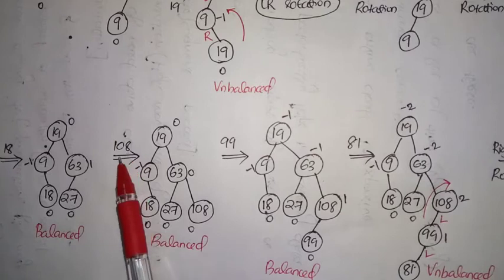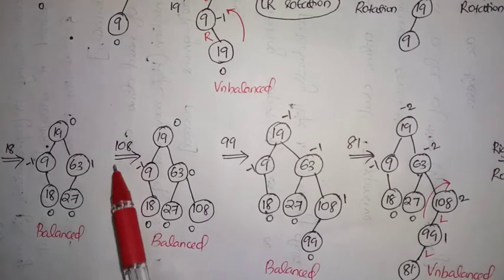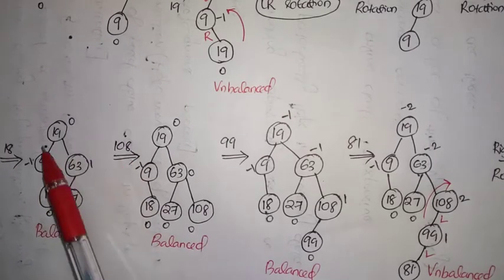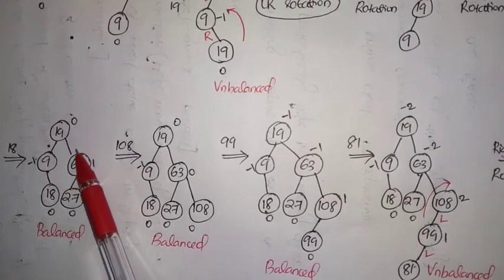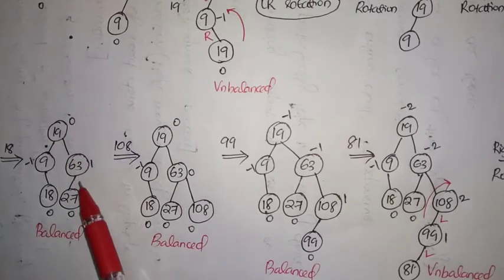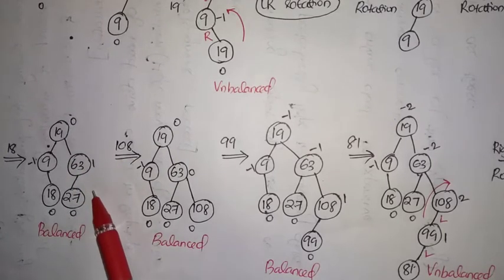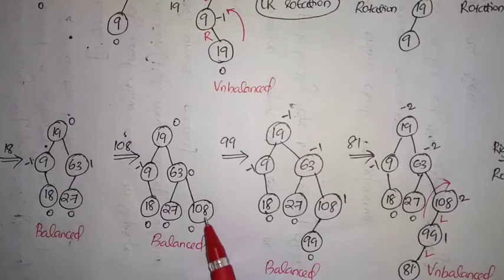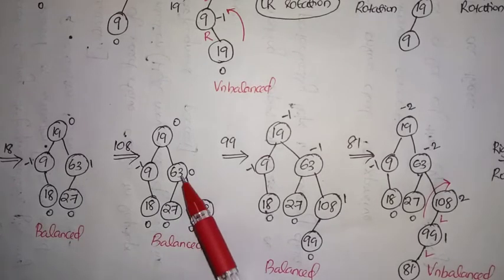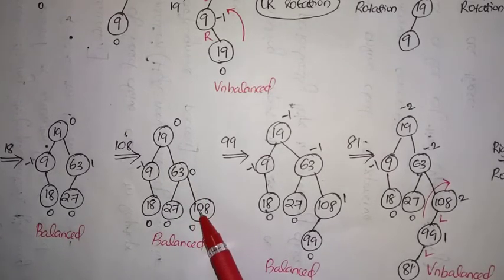Then we can insert the next element 108. Here we know that 108 is greater than 90, so it becomes right child of 19. Again 108 is greater than 63, so it becomes the right child of 63. So 108 will be placed finally as the right child of 63.